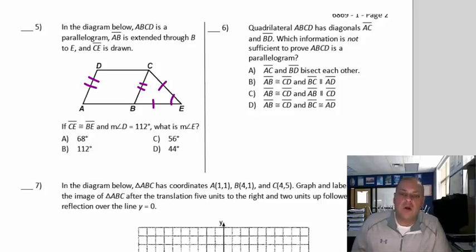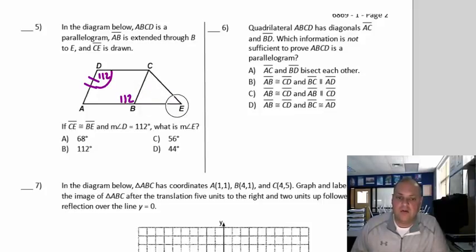So what do I know here? I know angle D is 112. I better put that in. So I know this is 112 right here because opposite angles are congruent in a parallelogram. So I know this angle right here is 68. That's 180 right there, right? So we have 112 and we have 68.